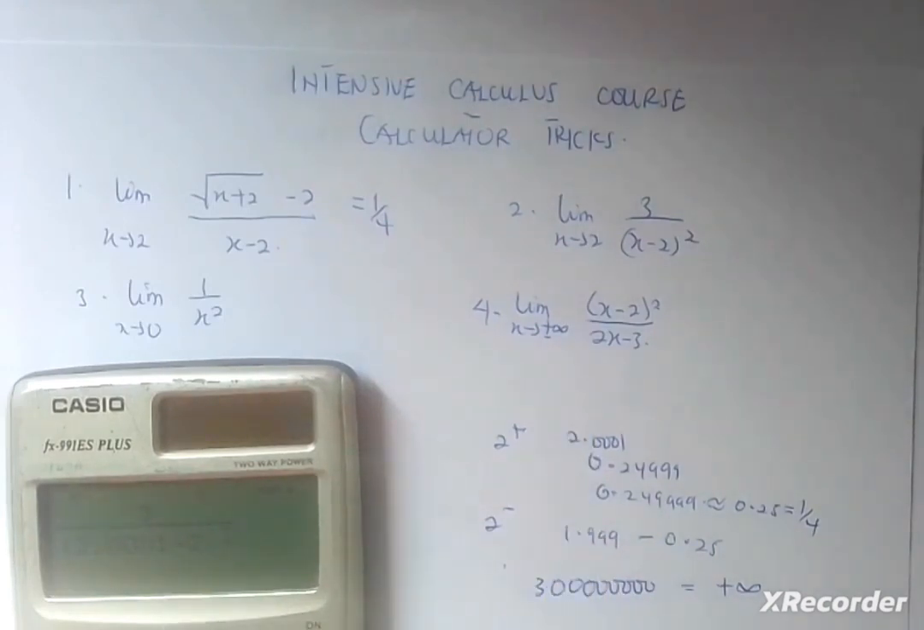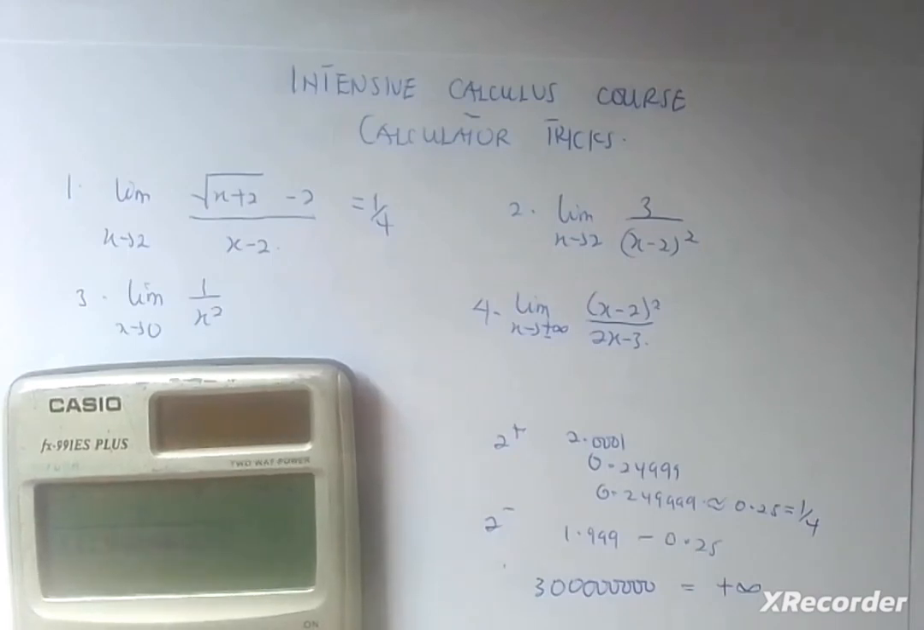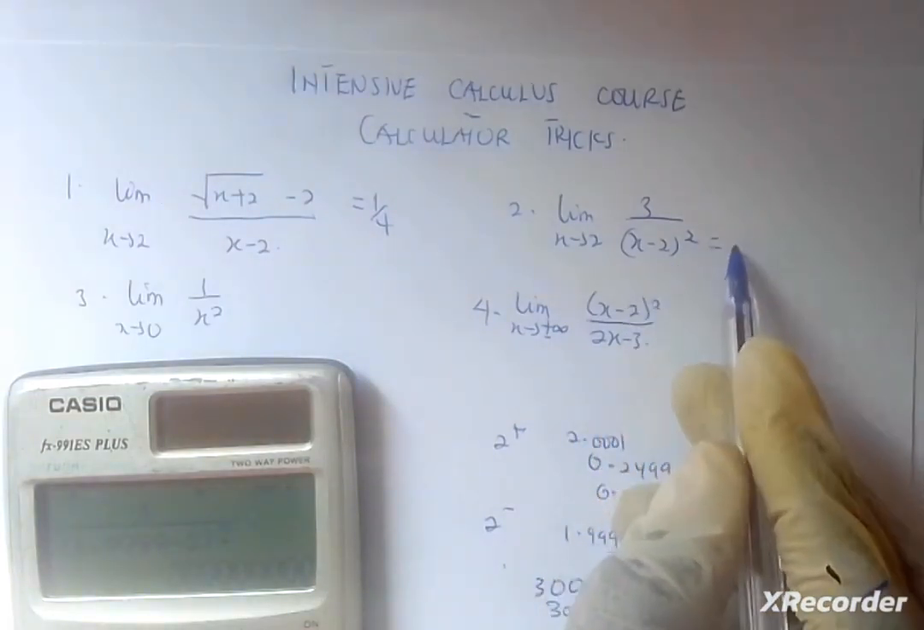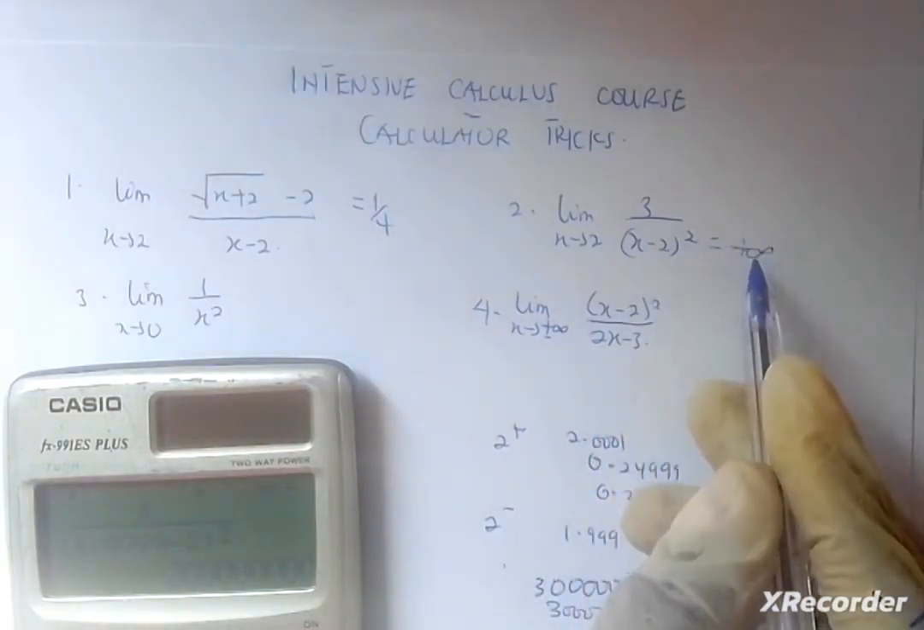On the left side of 2, you can have 1.9999, very close to 2. So you delete the 2.0001, you make it 1.9999. Then that is also giving us a huge number, and that's also positive infinity. Therefore, the limit of this one is simply equal to positive infinity.